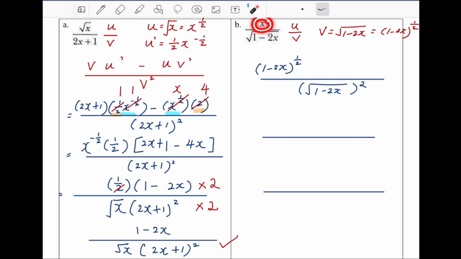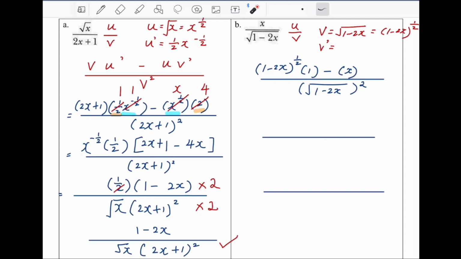What happens when you differentiate x? Right, it's just 1 minus u followed by v prime. This is the v. Let's differentiate it. One over 2, bring it in front, minus 1 for the power. And remember, this is a chain rule. You need to differentiate whatever is inside here as well, right? So when you differentiate 1 minus 2x, it is negative 2.